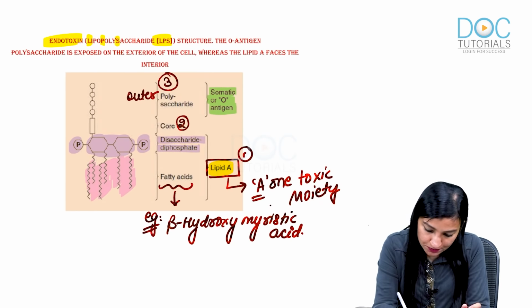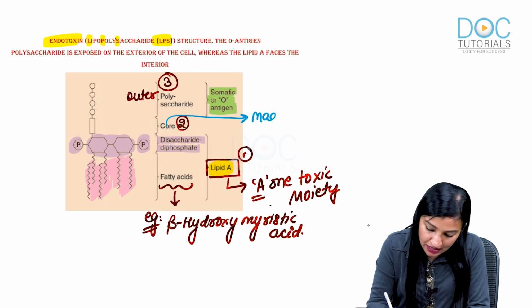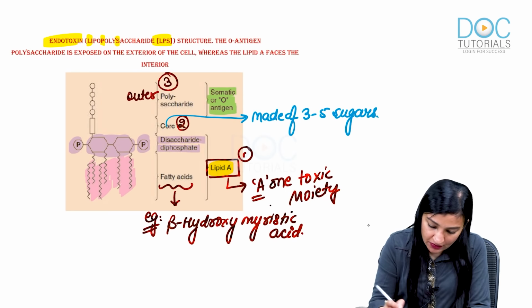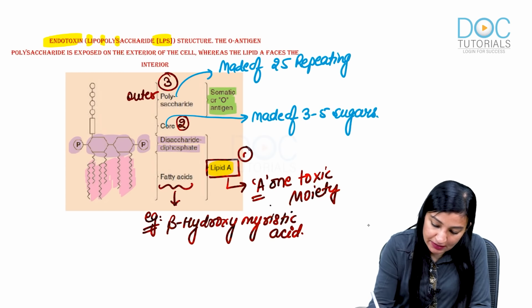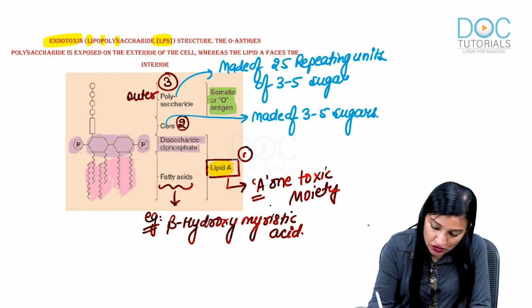Okay, now the core polysaccharide is made up of 3 to 5 sugars, and the outer polysaccharide is made up of 25 repeating units of 3 to 5 sugars.